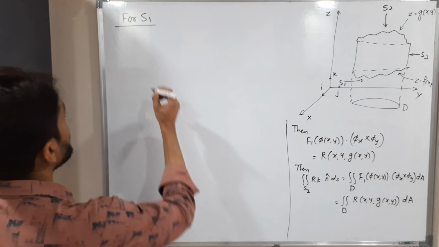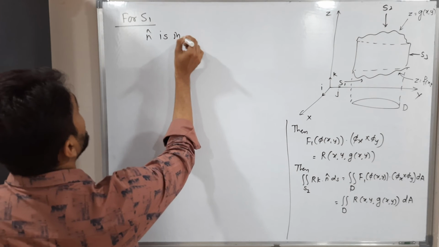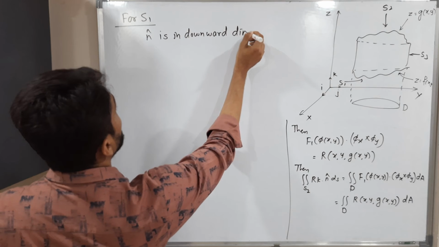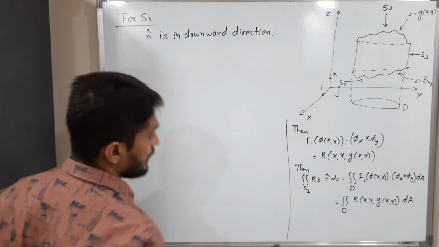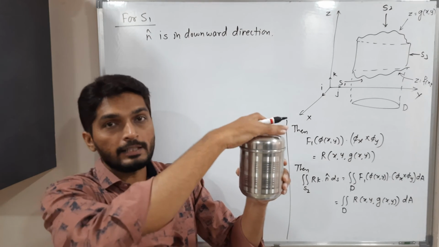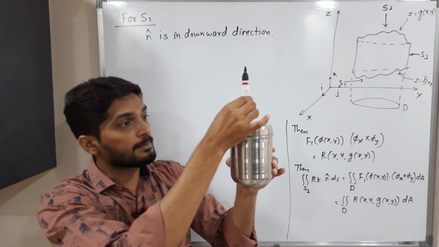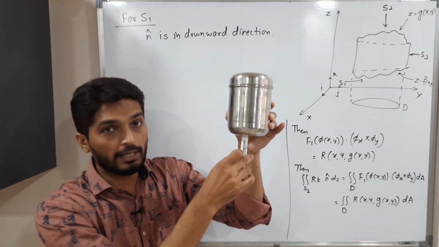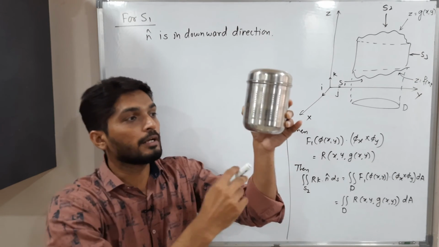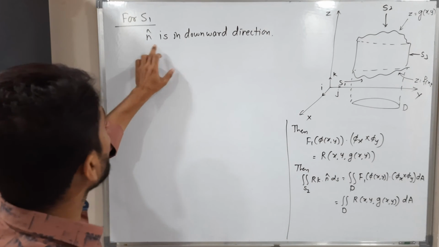So here I can mention for S1 n cap is in the downward direction. What it means, so you can consider this object, this is S2 and this is S1. For S2 our normal vector will be like this, but for S1 the normal vector will be like this. So it will have exactly the opposite direction. For S2 it is in the upward direction and for S1 it is in the downward direction. So n cap is in the downward direction.